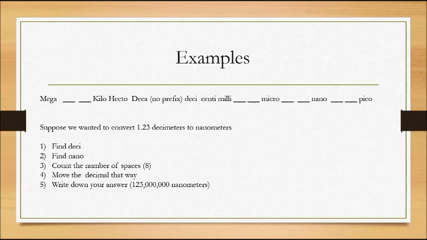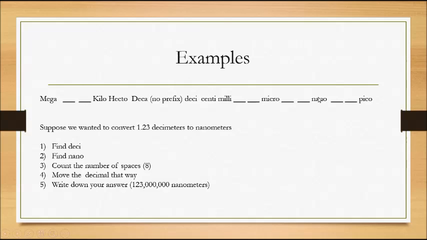So first one, what if we wanted to convert 1.23 decimeters to nanometers? First step, find deci. Okay, deci right here. Find nano. Okay, found nano. It's right over here. Count the number of spaces. So from deci to nano, we're going to move 1 space, 2 spaces, 3 spaces, 4 spaces, 5 spaces, 6 spaces, 7 spaces, 8 spaces to nano.